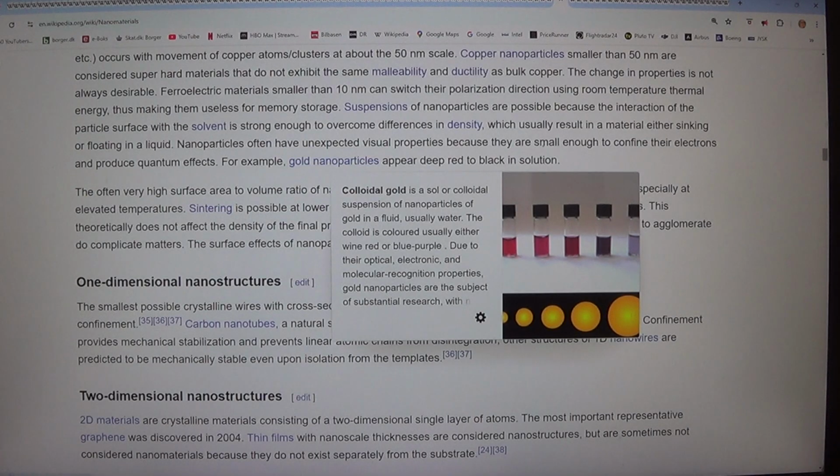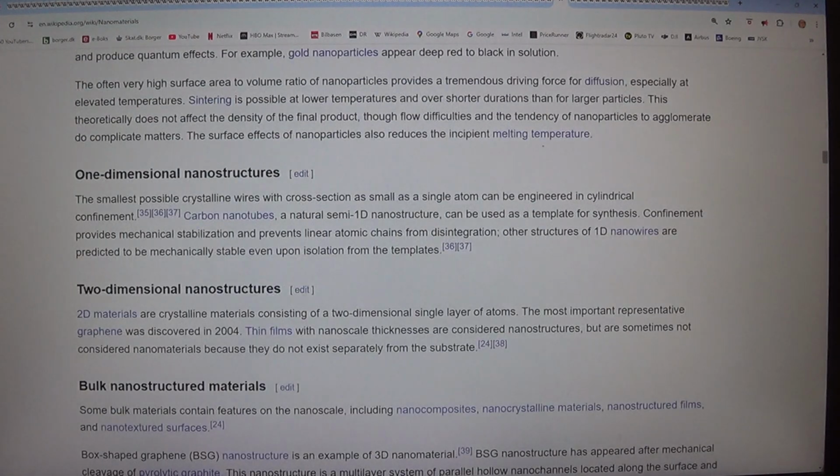The often very high surface area to volume ratio of nanoparticles provides a tremendous driving force for diffusion, especially at elevated temperatures. Sintering is possible at lower temperatures and over shorter durations than for larger particles. This theoretically does not affect the density of the final product, though flow difficulties and the tendency of nanoparticles to agglomerate do complicate matters. The surface effects of nanoparticles also reduce the incipient melting temperature.